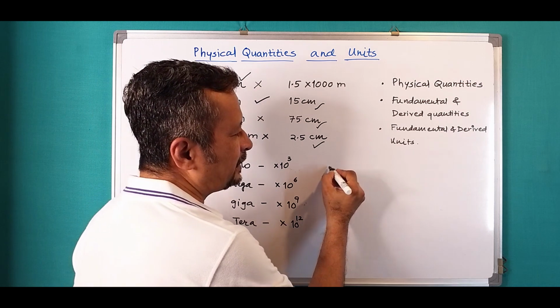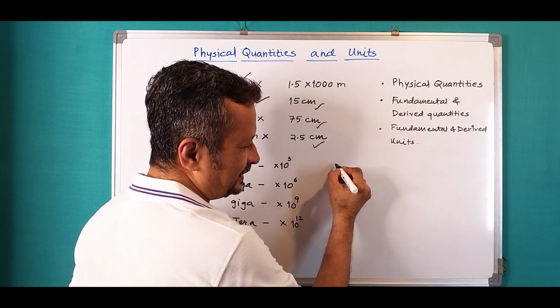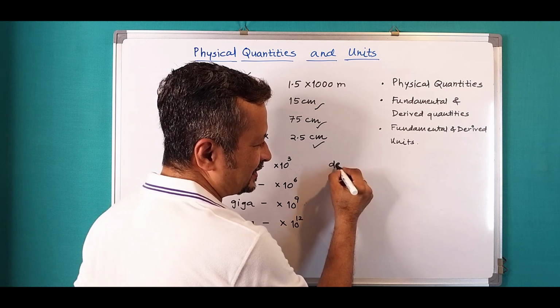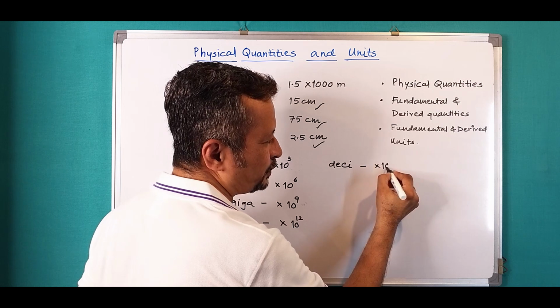Now what about smaller units? When I divide a meter by 10, it is called deci. So deci is divided by 10, so it is 10 raised to power minus 1.